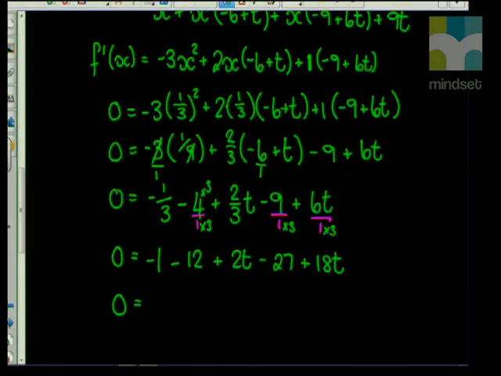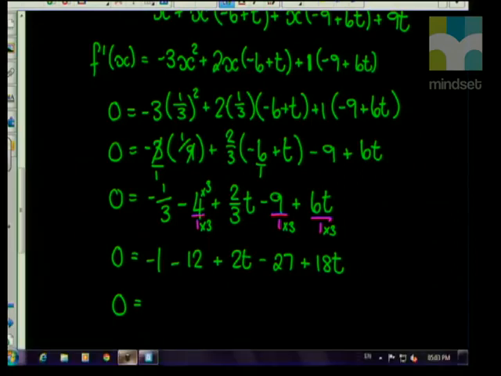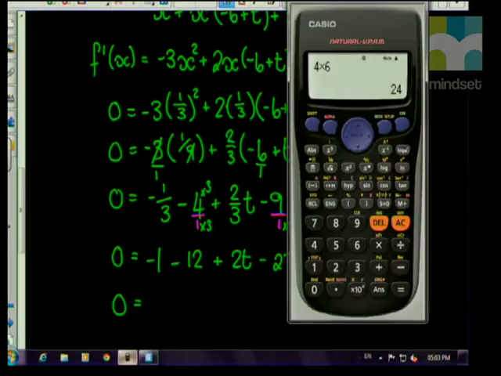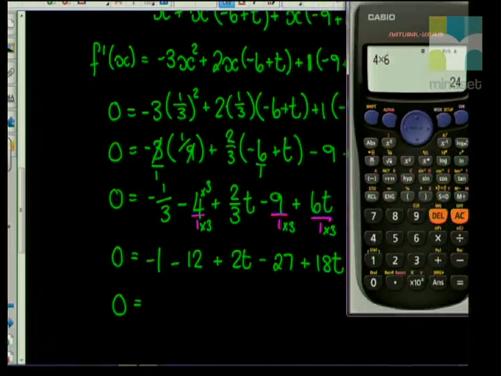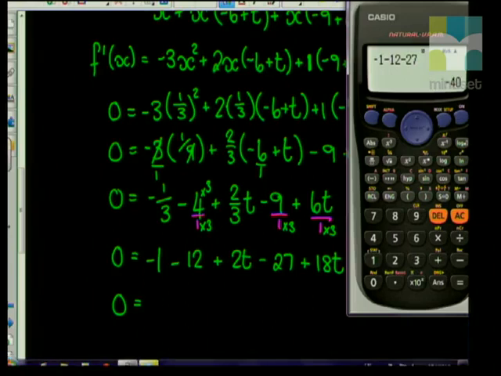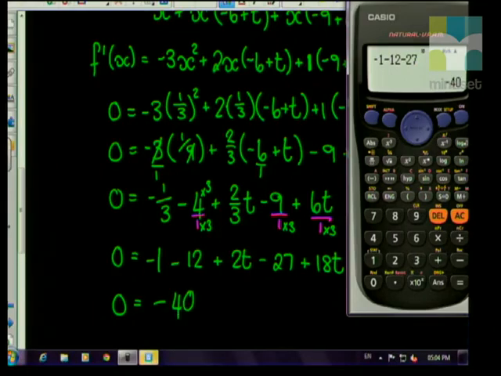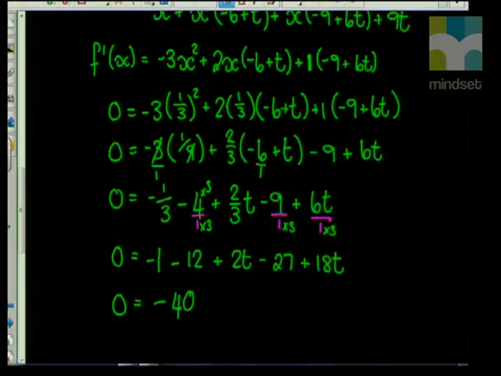Right, negative 13 minus 27. Let's just make sure we add this up nicely. Okay, so we've got negative 1. We've got minus 12, which is obviously minus 13. I've got minus 27. Those are my constants. So that's negative 40. Okay, and then I've got 20t.